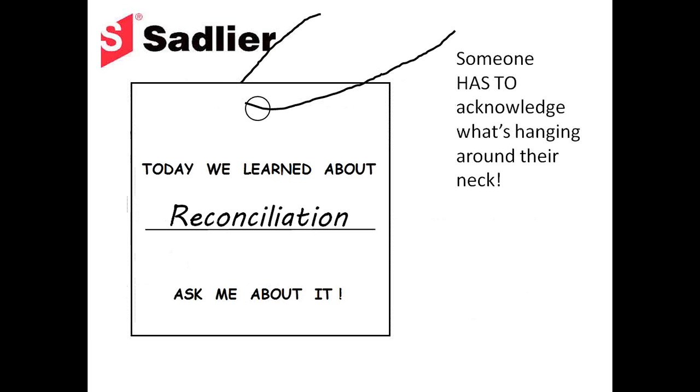I used to use this with my second graders. It was just a tag they could wear with some yarn. Not all the time, but today we learned about reconciliation. Ask me about it. And I would use it when we talked about important things. And obviously reconciliation is a big thing in grade 2. Well, if a child goes home wearing that around their neck and they walk out of my classroom, someone has to acknowledge what's hanging around their neck and say, well, tell me about reconciliation. What's it all about?